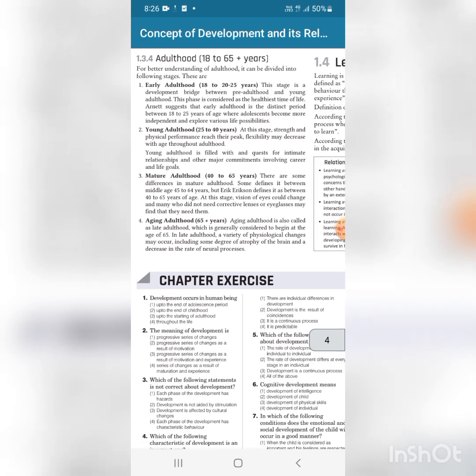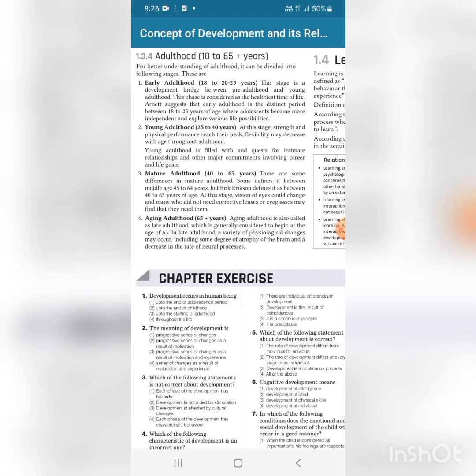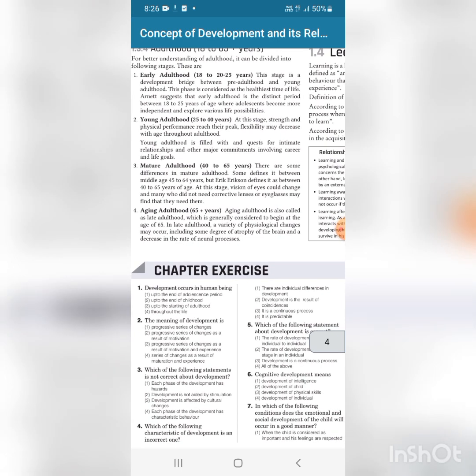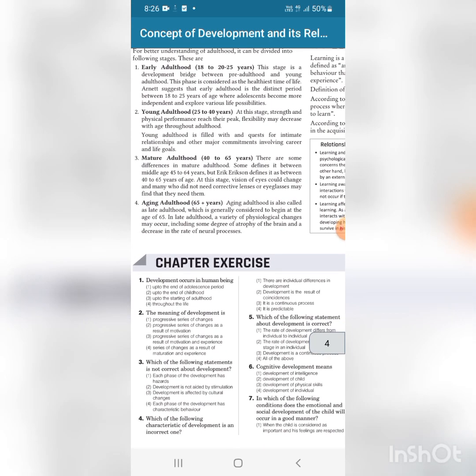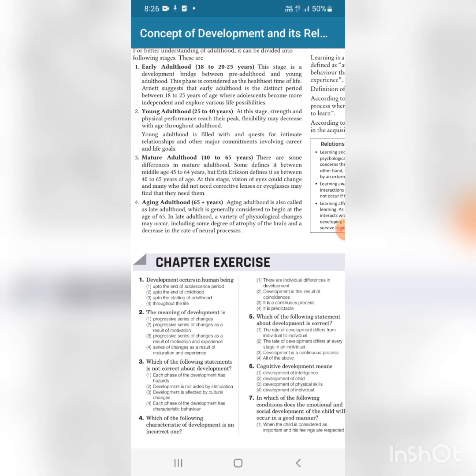Now, aging adulthood, which is for 65 plus years, and aging adulthood is also called as late adulthood, which is generally considered to begin at the age of 65. In the late adulthood, a variety of psychological and physiological changes may occur, including some degree of atrophy of the brain and a decrease in the rate of neural processes.